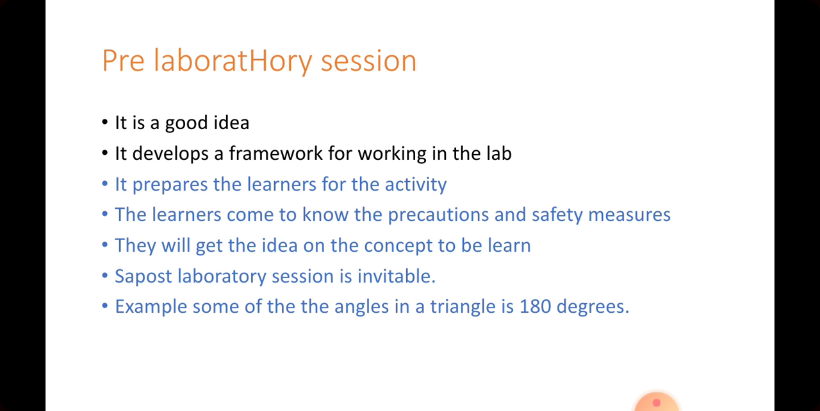Then automatically they can generalize that the sum of the angles in a triangle is 180 degrees. After that they will come and take a number of triangles and their angles, and they will go for some generalization. They will discuss among themselves in the post-laboratory session, and they will conclude that the sum of the angles in a triangle is 180 degrees. So this is the post-laboratory session advantage. In this way we have to address the students under the utilization of the learning resources. Thank you.